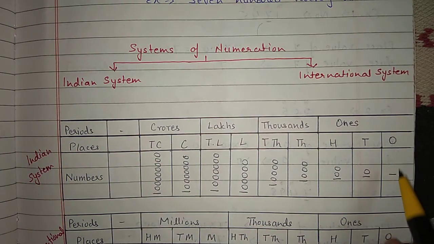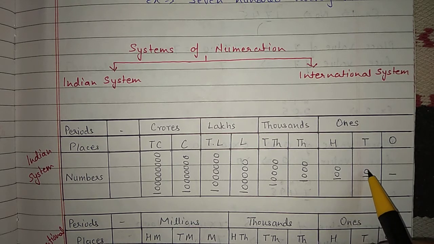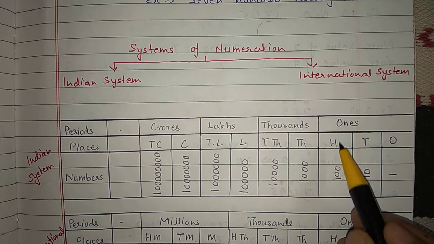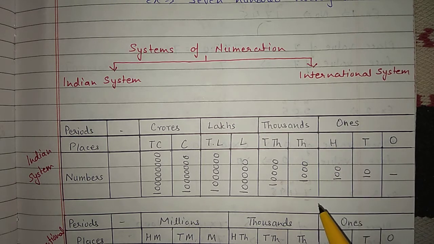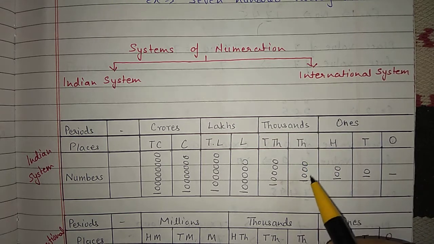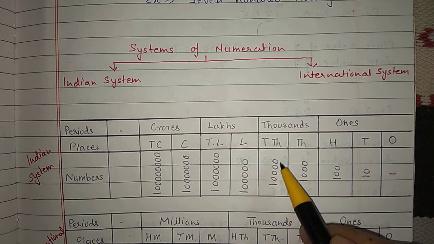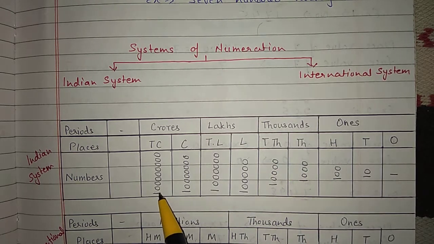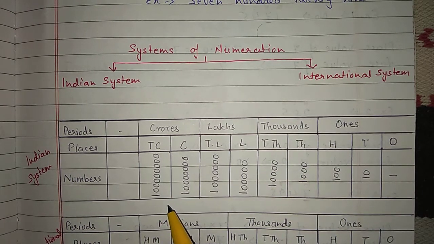So at the ones place we don't have any zero. At the 10 place, the place value will be 10. At the 100 place, the value will be 100. Then 1000 place has 3 zeros, 10,000 has 4. Similarly, at each step one zero will increase.